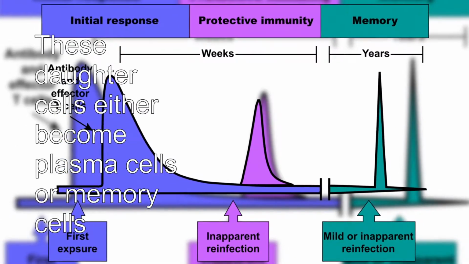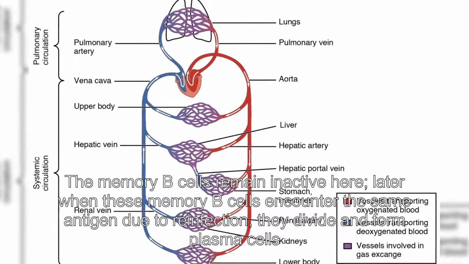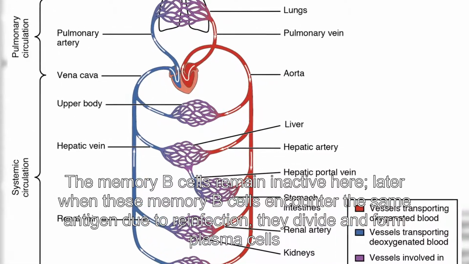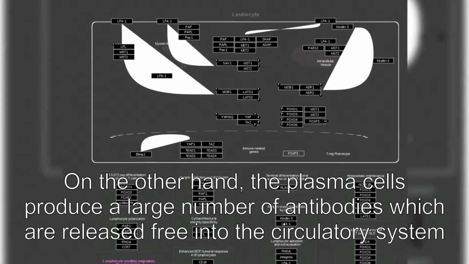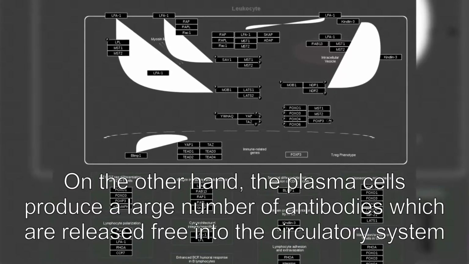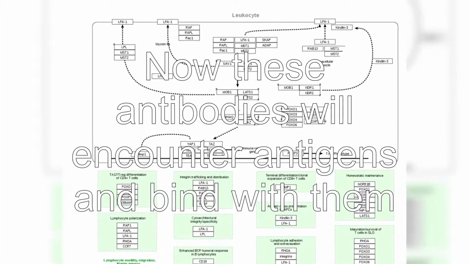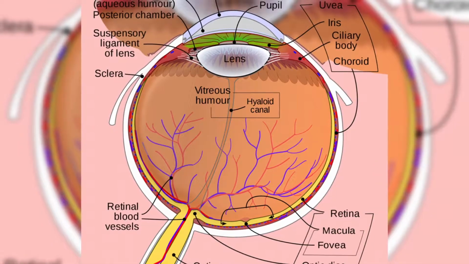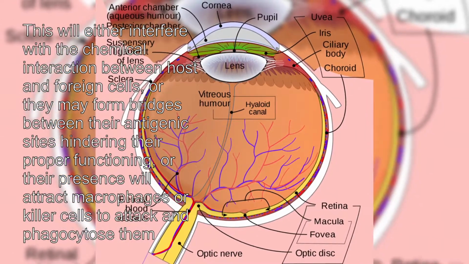These daughter cells either become plasma cells or memory cells. The memory B cells remain inactive here. Later, when these memory B cells encounter the same antigen due to reinfection, they divide and form plasma cells. On the other hand, the plasma cells produce a large number of antibodies which are released free into the circulatory system. Now these antibodies will encounter antigens and bind with them. This will either interfere with the chemical interaction between host and foreign cells, or they may form bridges between their antigenic sites hindering their proper functioning, or their presence will attract macrophages or killer cells to attack and phagocytose them.